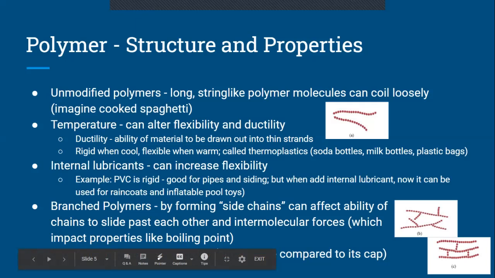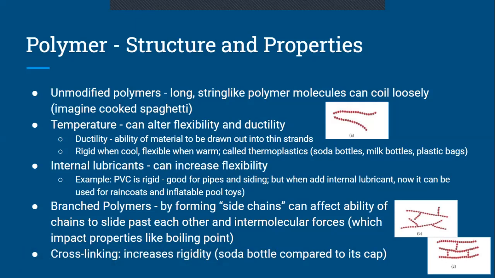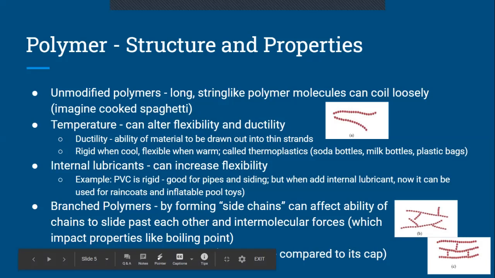There's also something called a branched polymer. A branched polymer is when there are side chains, and they affect the ability for the chains to slide past each other. This also changes those intermolecular forces, which we talked about last time as something that changes the boiling point. And this picture here is what we're going to use to represent branched polymers. You can see the long string-like chain with side chains, or those branches coming off of it.